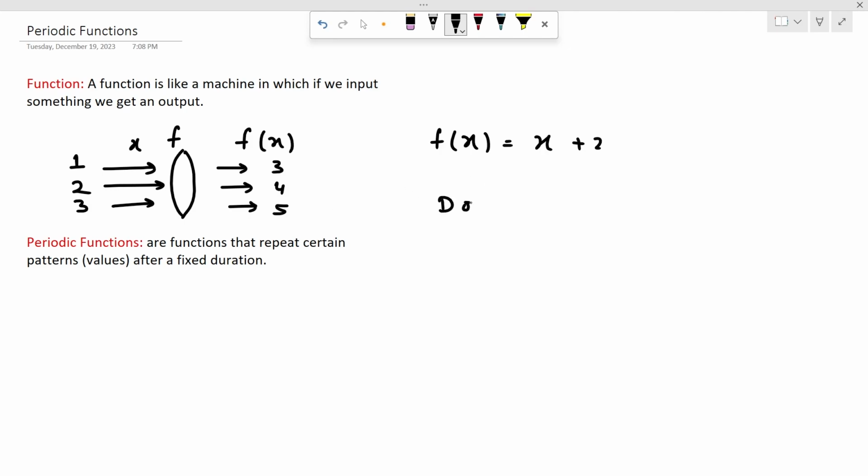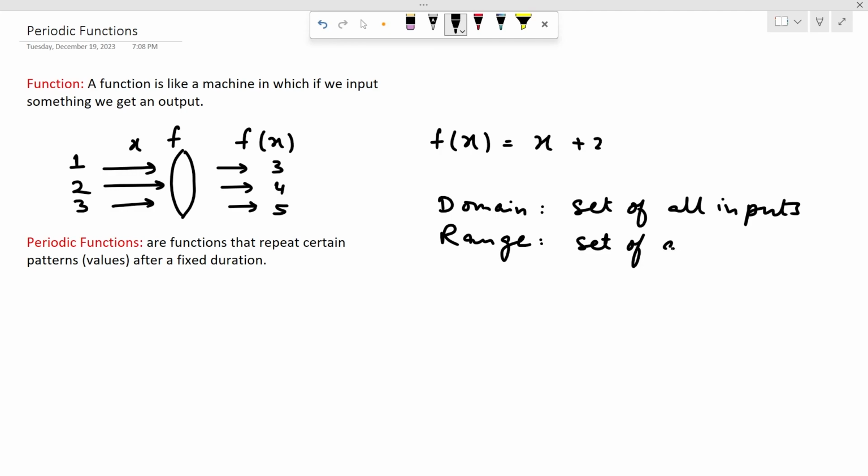The domain of a function is the set of all inputs that a function can take. So if a function is not capable of taking some inputs, then it is not defined in the domain. The range of a function, on the other hand, is the set of all outputs that a function can give.